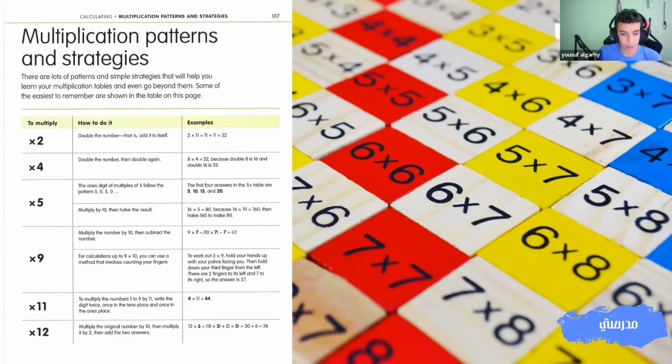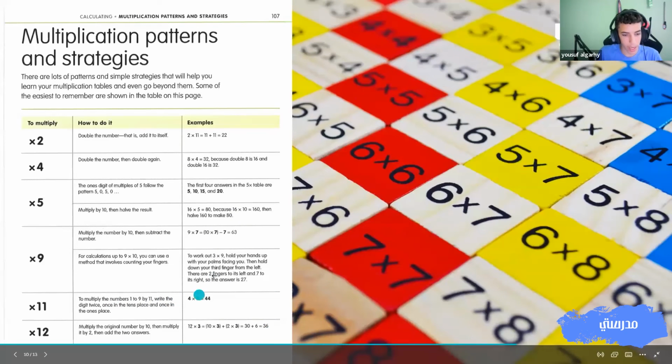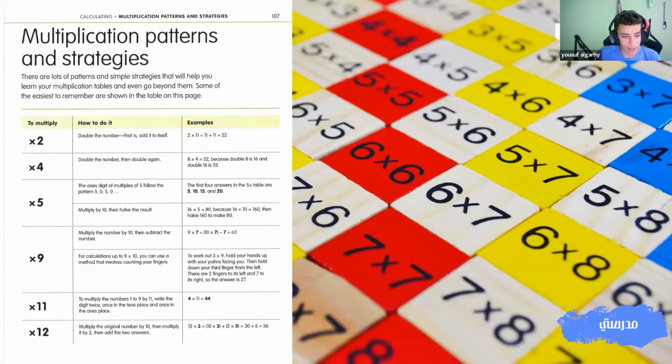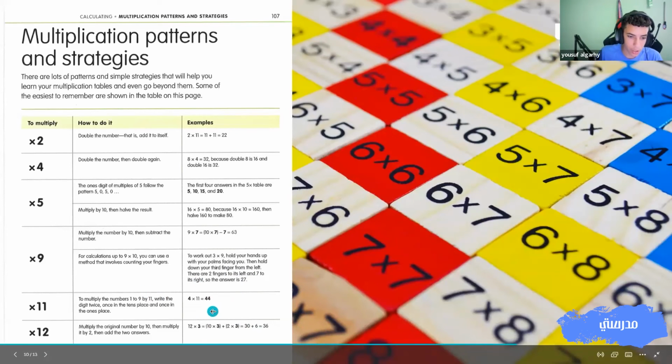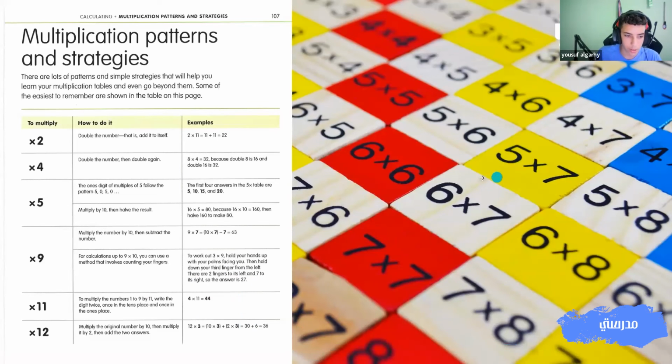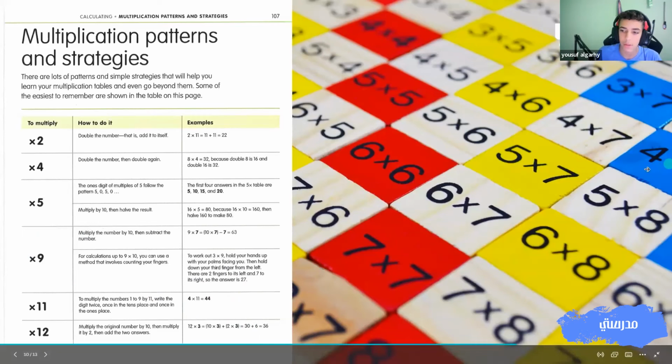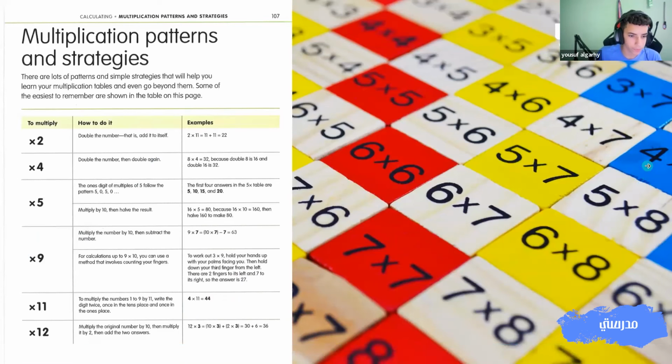You can multiply 10 times 3, and then multiply 3 times 2, and then add them together. That would equal 30, and then you add 6, and you get the answer 36. So you'd multiply the original number by 10, then multiply it by 2, and then add the two answers, because 10 times 3 is 30, and 2 times 3 is 6, and 30 plus 6 equals 36, and 12 times 3 equals 36. So it adds up. These are just ways to make multiplying easier for you.